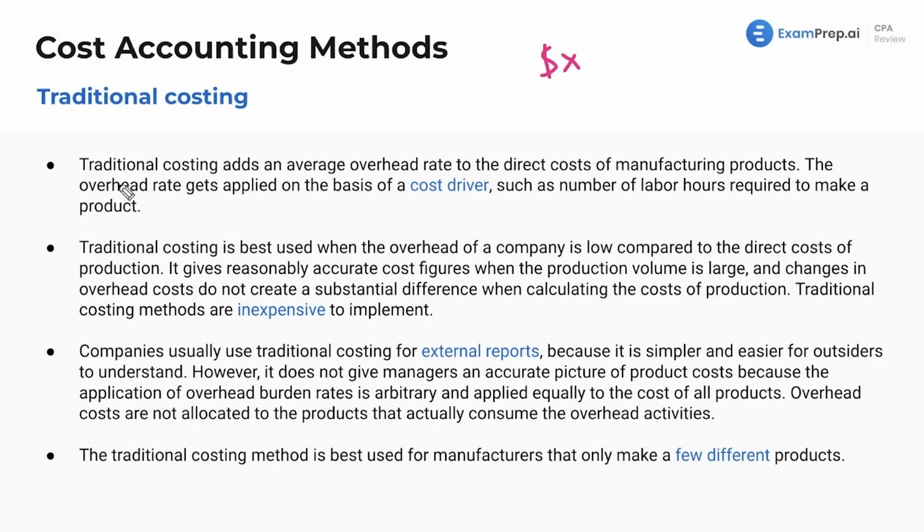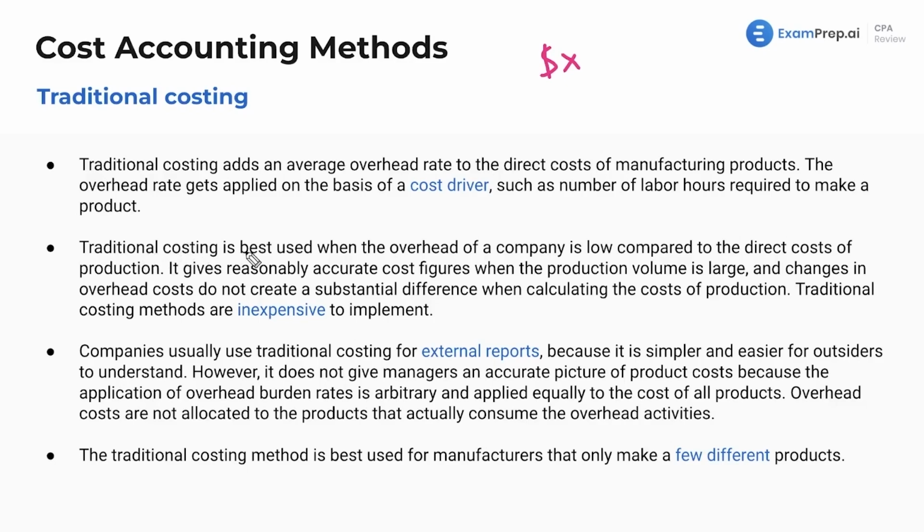But before even getting to that, this is traditional costing. Traditional costing applies an average overhead rate to the direct costs of manufacturing products. The overhead rate gets applied on the basis of a cost driver, such as number of labor hours required to make a product. So traditional costing is just what would be used if we didn't use any of the allocation methods that we will talk about after this slide.